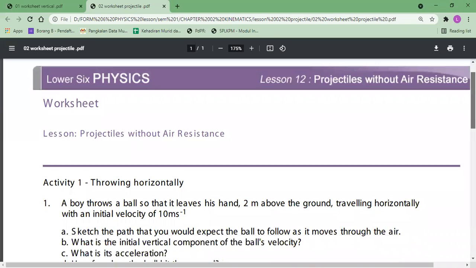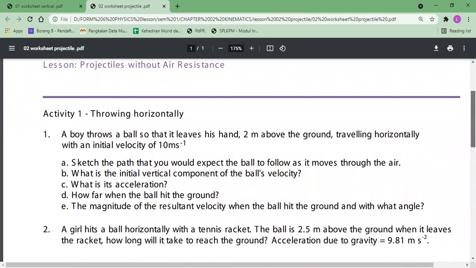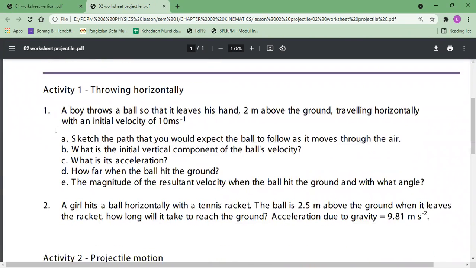So we go through the question. Now, projectile, the projectile without air resistance. First, activity 1, throwing horizontal. A boy throws a ball so that it leaves his hand 2 meters above the ground, traveling horizontally with an initial velocity of 10 m/s.